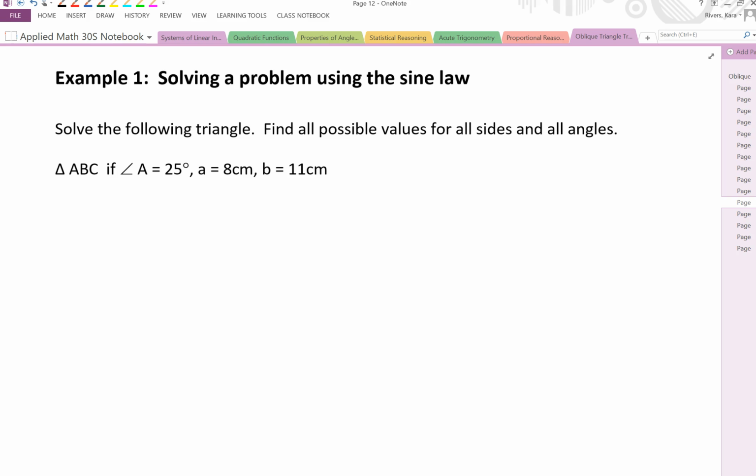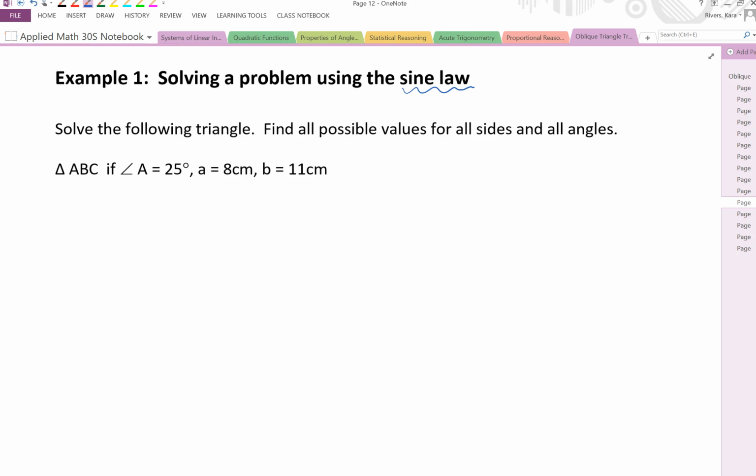Example 1 says solving a problem using the sine law. And it's important that they're just saying the sine law, because when you get a sine law question, the question you should always be asking yourself is: is this an ambiguous case? So the first step is to set up the triangle and draw the triangle that you believe they're showing you. Then you have to take into consideration, is this the only triangle? Is there a possibility that there are no triangles, or are there two triangles?